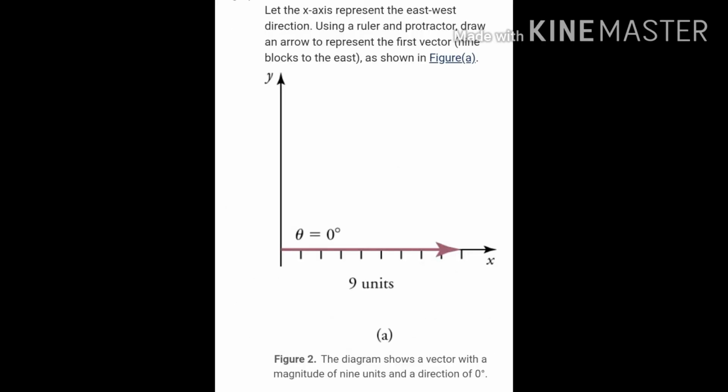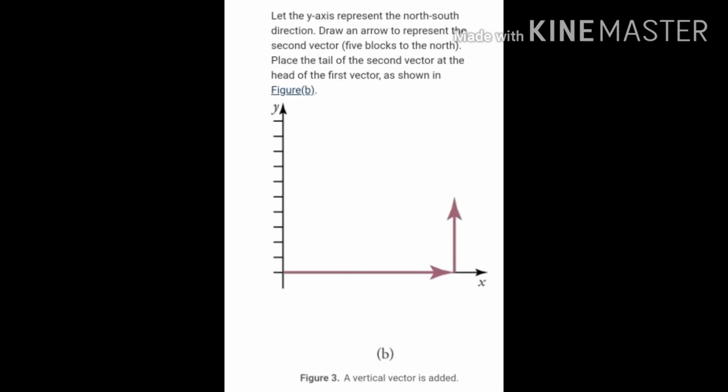So our first step is: let the x-axis represent the east-west direction. Using a ruler and protractor, draw an arrow to represent the first vector, which is 9 blocks to the east, as you can see in the figure. Now let the y-axis represent the north-south direction. So draw an arrow to represent the second vector, 5 blocks to the north. Place the tail of the second vector at the head of the first vector, as shown.